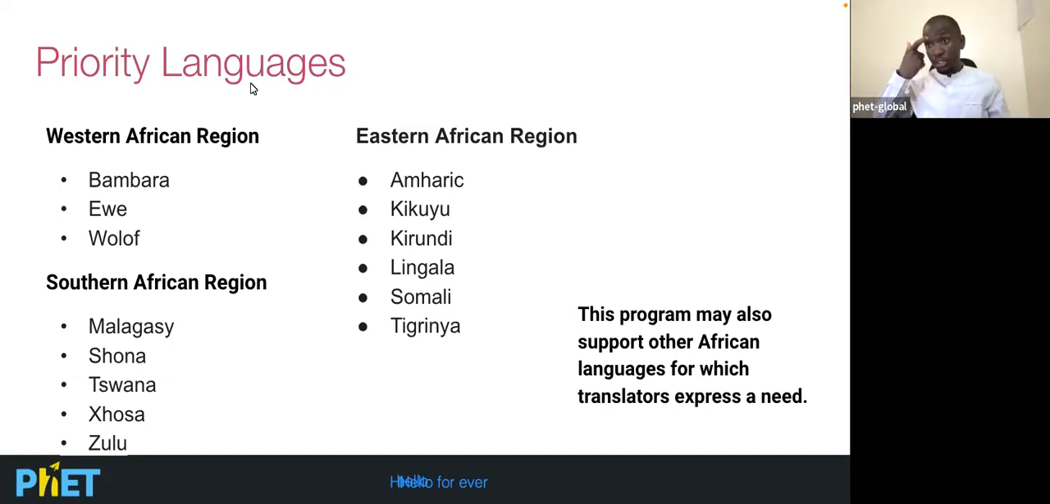If for any reason you've not seen your language for the West African region, we have Bambara, we have Ewe, and this is from Ghana and around the Benin Republic region, and we have Wolof. In the Southern African region, we have Malagasy, we have Shona, we have Setswana, we have Xhosa, and then Zulu. And then East African region, we have Amharic to close the gaps. And we have Kikuyu, Kirundi, Lingala, Somali, and Tigrinya. I hope I pronounced that right.